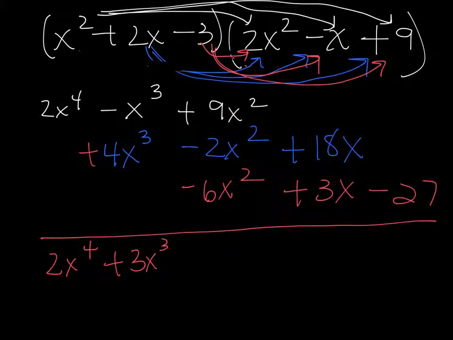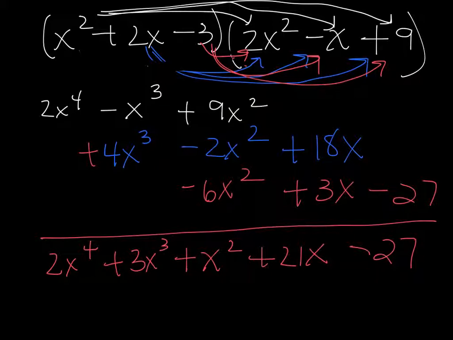9x squared minus 2x squared minus 6x squared gives me just x squared, so I'm going to put plus x squared. Make sure you always have add or subtract between each term. 18x and 3x gives me 21x, and then minus 27. So on these, you just have to be very organized and make sure that you don't forget anything. And notice, the more terms in your polynomials, the more terms in your answers.